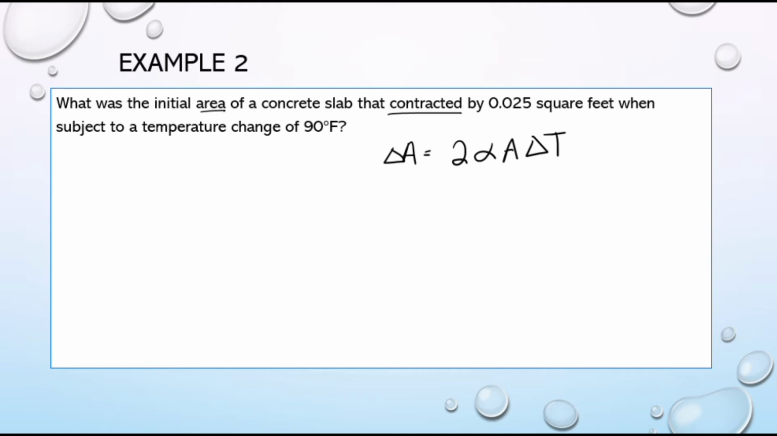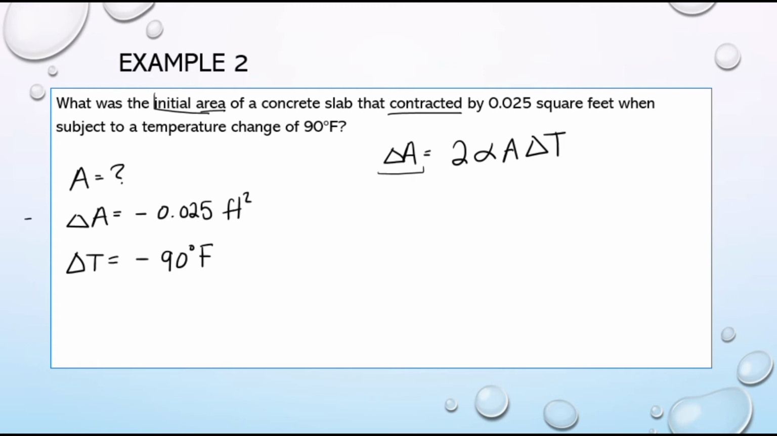That's confusing. All right, what are we solving for here? The initial area. What do we know? That it contracted by 0.025 square feet. So we know that is the change in area. And because it's a contraction, I am going to throw in the negative. And we see that the temperature change is no math required. It was given to us, and it was a contraction, so I'm going to throw in the negative. So you can see if I have two negatives here and here, I could have just not had them. The math will work out the same. So it's whatever you're most comfortable with.